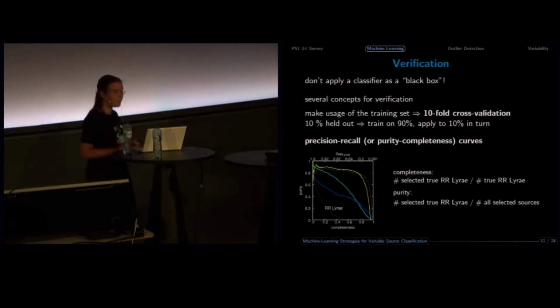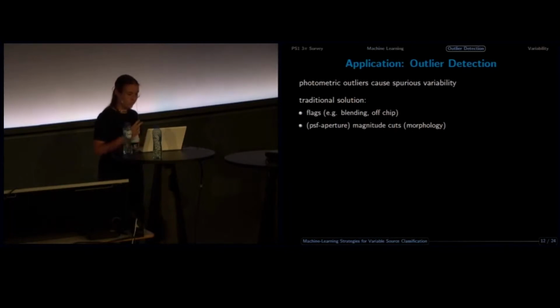So what we are doing with this kind of classifier is first doing some kind of outlier detection. Photometric outliers can cause some spurious variability, so it looks like there is variability going on, but there is not indeed. Traditional solutions would use flags, for example, blending, off-chip, and so on, or point spread function minus aperture magnitude cuts, so morphology of an object.